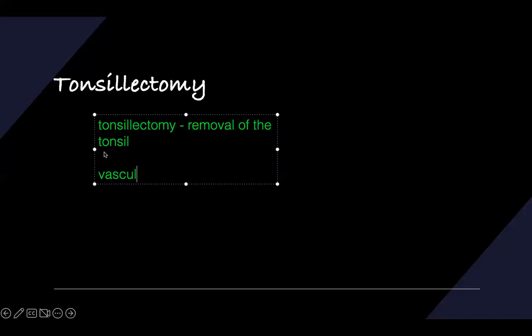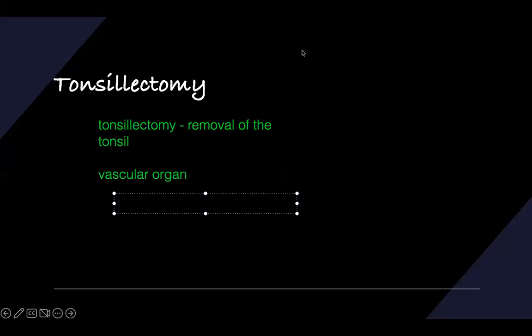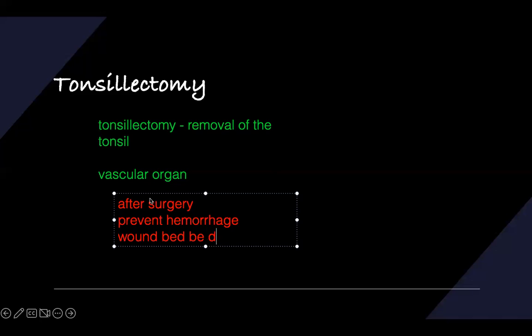I told you it's a very, very vascular organ, so they can be bleeding. So post-op care is treatment after surgery. Prevent hemorrhage. Prevent hemorrhage as much as possible because they can bleed. When you remove the tonsil, the bed where the tonsil is lying has a lot of vessels that have been cauterized, basically destroyed, but they can also bleed. So you want the wound bed to be dry and prevent bleeding. So most of your precautions will prevent the wound bed from bleeding.